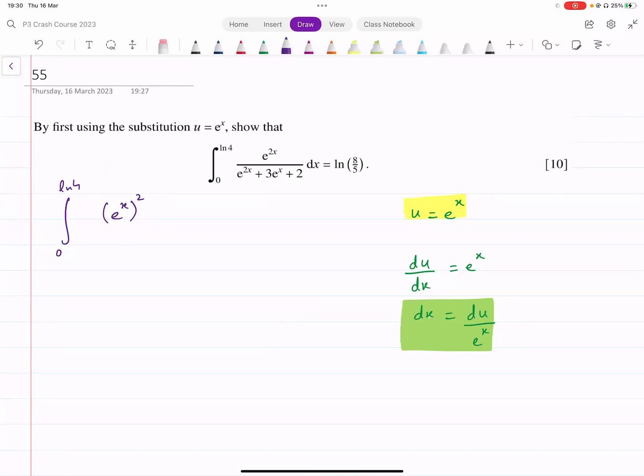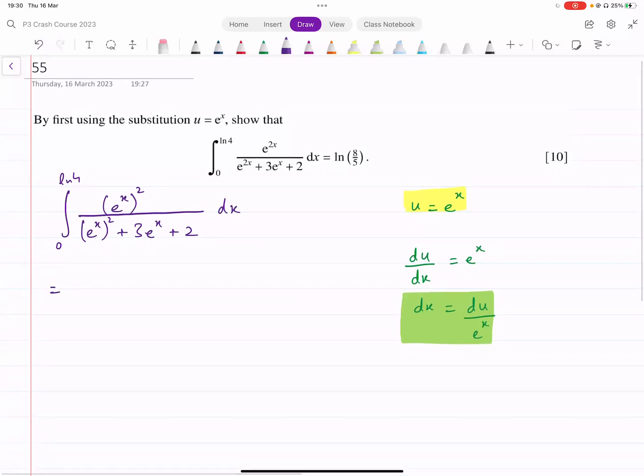Why are we doing this? Because we want to replace this thing, e raised to power x, with u. In the denominator, we have e raised to power 2x as well. So we could write this as e raised to power x whole squared. And then we have 3 e raised to power x plus 2 dx. We need to evaluate this and show that this turns out to be ln of 8 over 5.